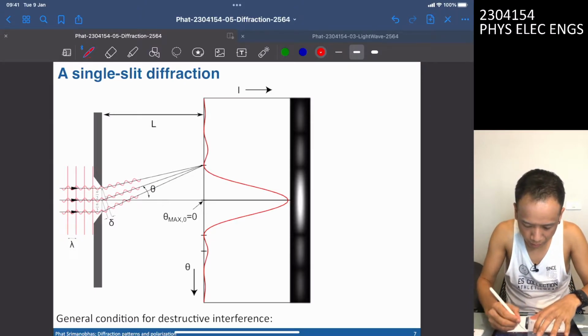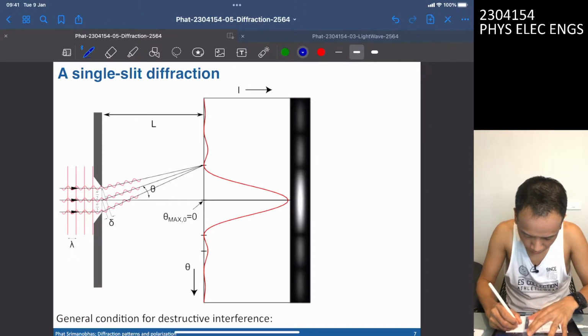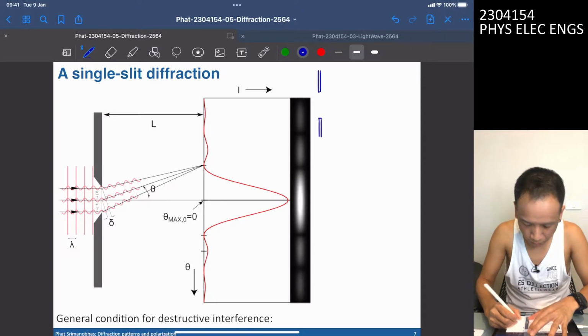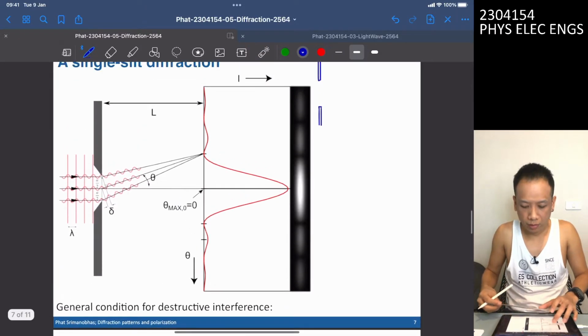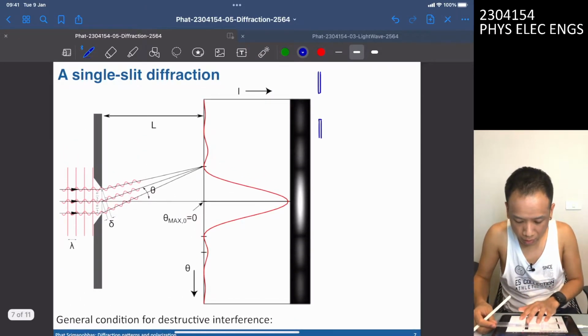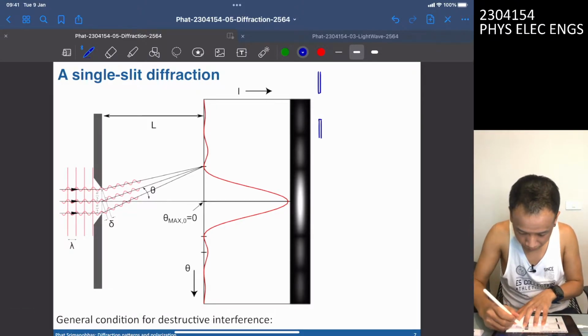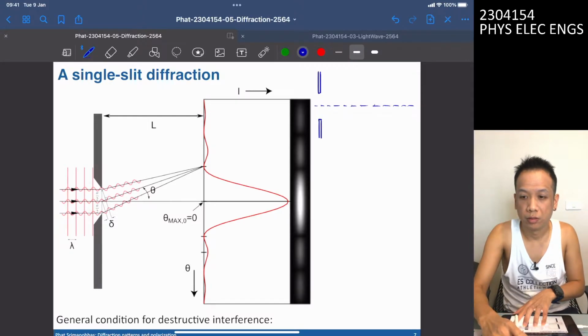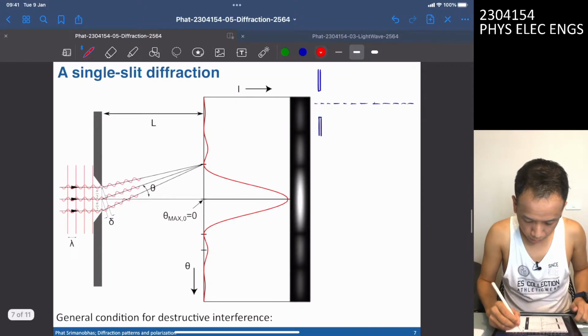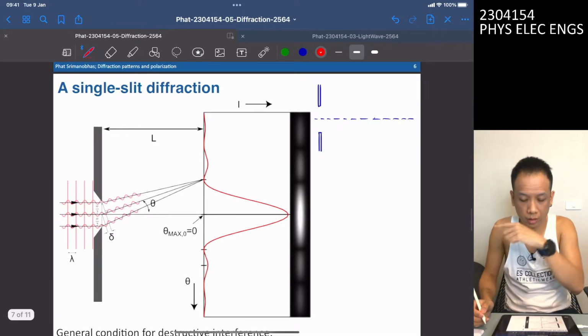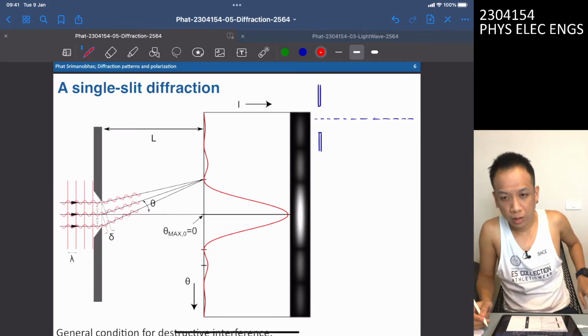So let's start with the single slit. Okay, you have this as a slit. To understand the situation, we divide the slit into two halves. Okay, so we start by splitting the slit into two halves.